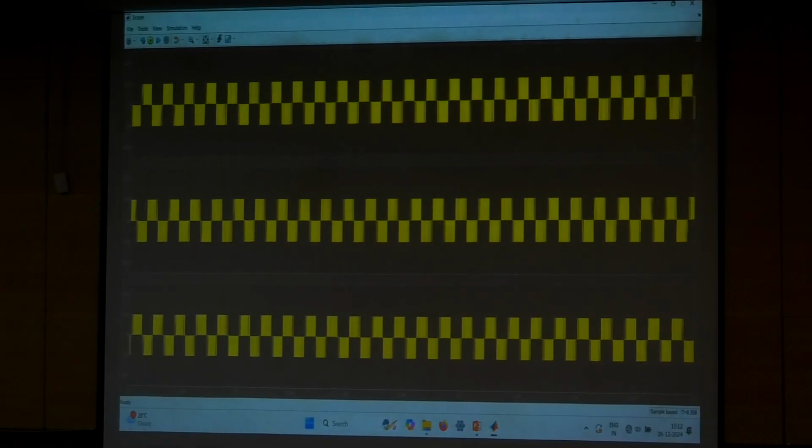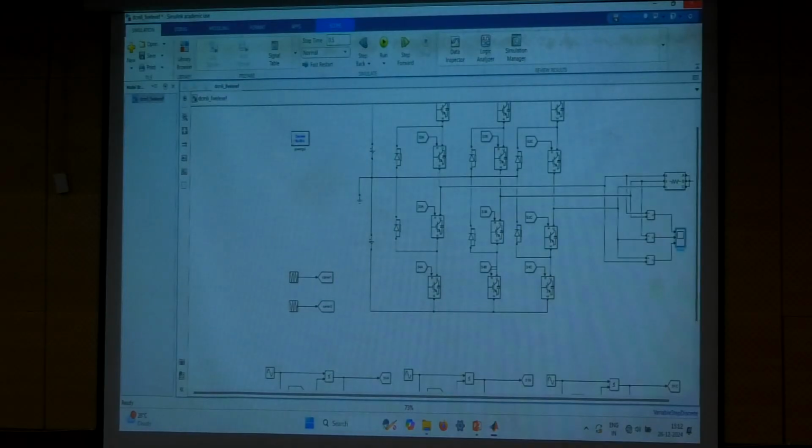Hardware is also supposed to work. Sometimes what happens is, if you are using some modules, the continuous operation of the switches will not be allowed.